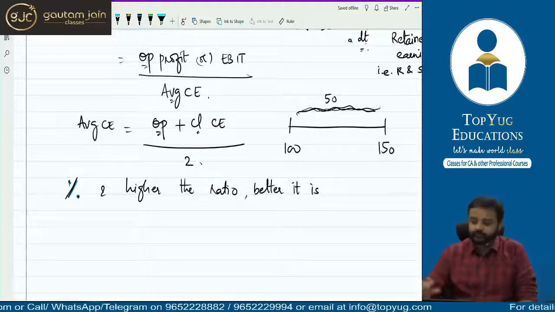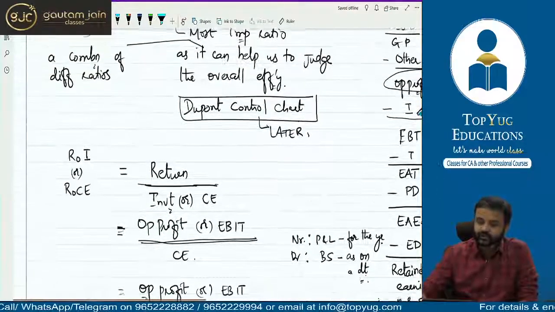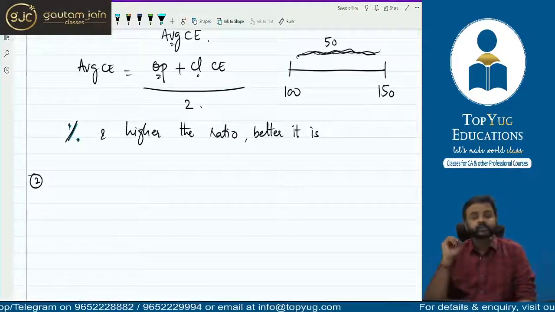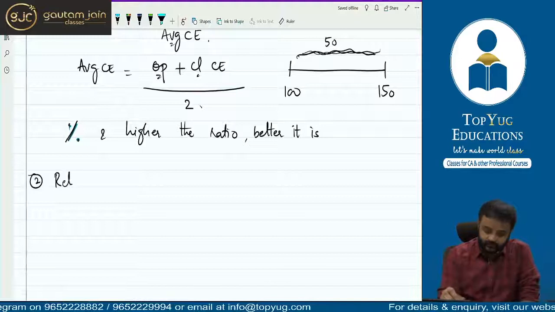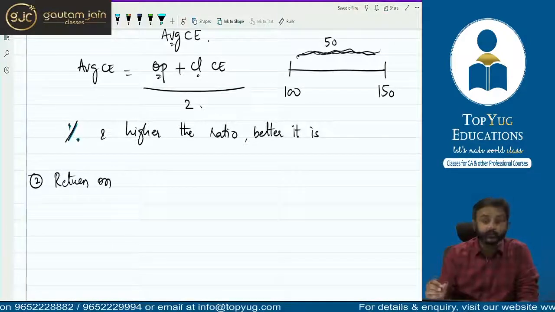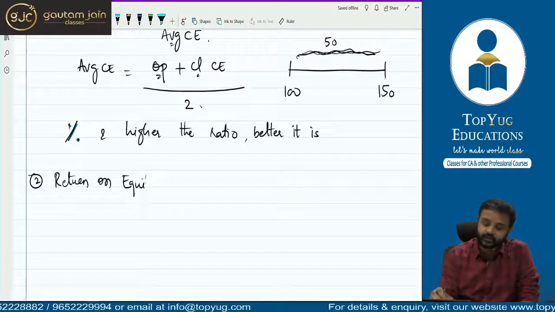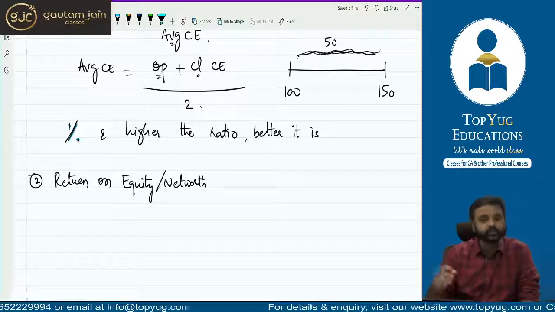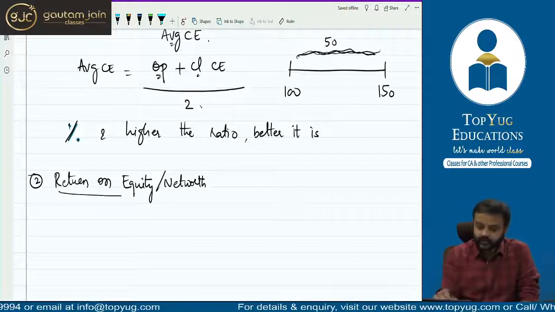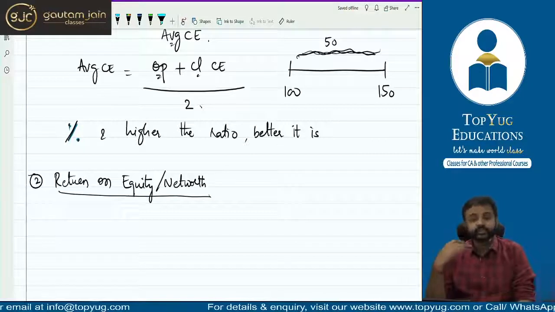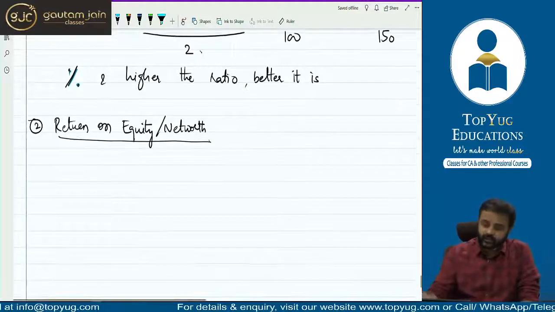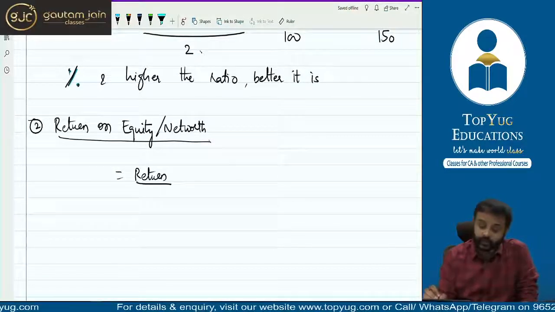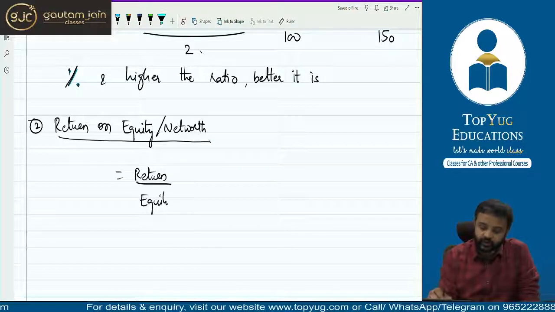Now let's go for the next one. Okay, this was the first one, ROI. Now let's talk about the second one, return on net worth. After return on capital employed, we are discussing return on net worth, or return on equity, or return on shareholders funds. We want to know how much return has been generated for the shareholders. If we have to write the formula, we'll say return on equity. Equity or net worth will be in the denominator.